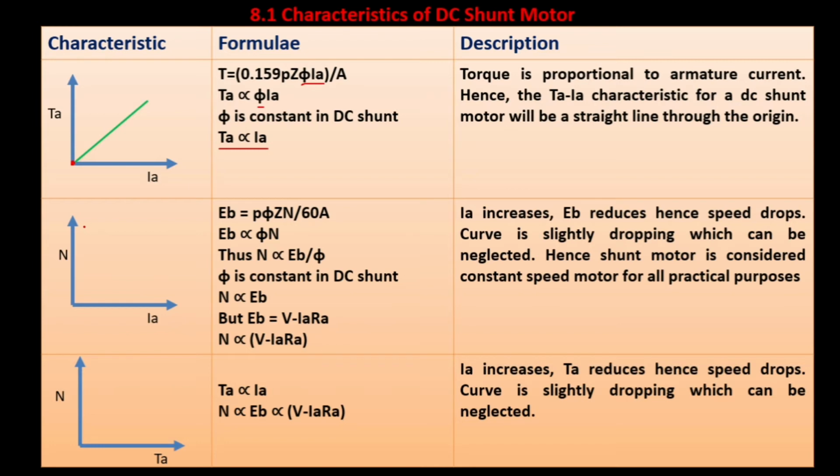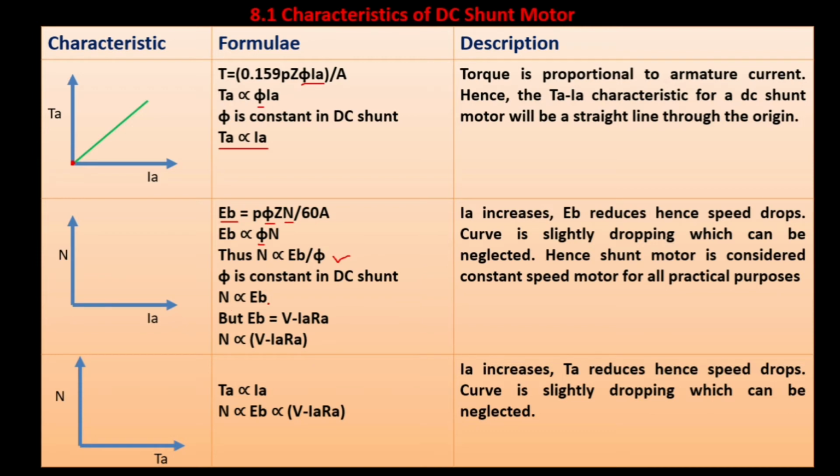Now coming to another characteristic, where we plot N with respect to Ia, that is, the speed with respect to the armature current. Let us again manipulate these formulas. Again you know that EB is directly proportional to phi into N. Let us rearrange this formula. Then N is directly proportional to EB upon phi. But I say this phi is a constant.